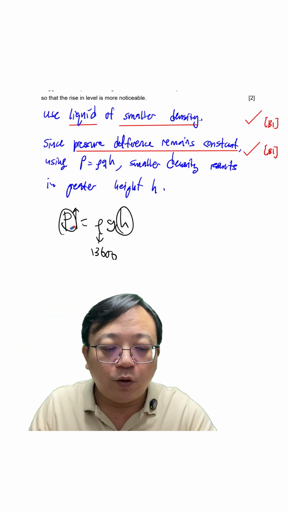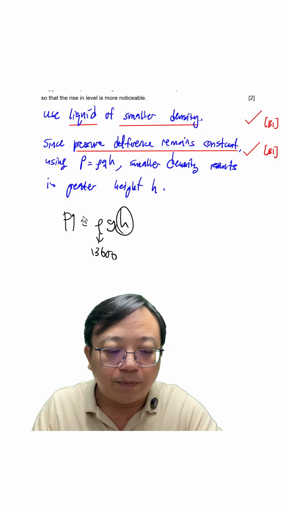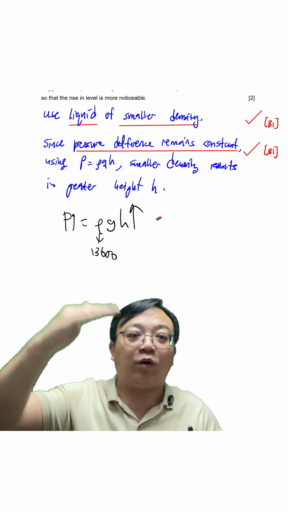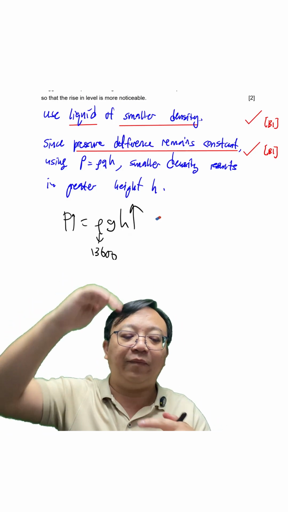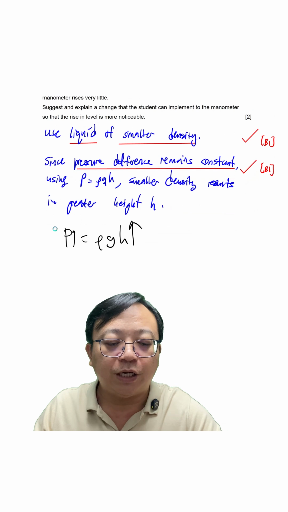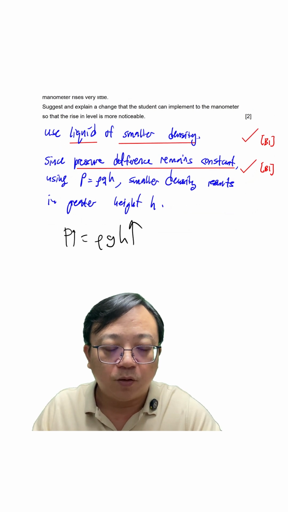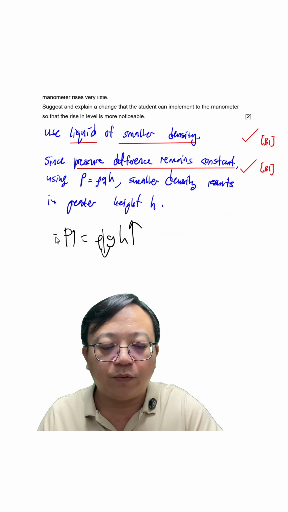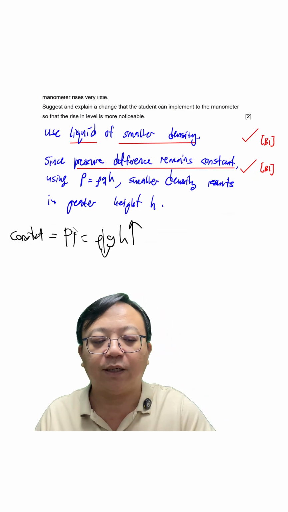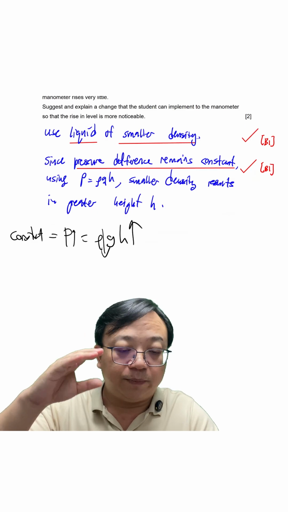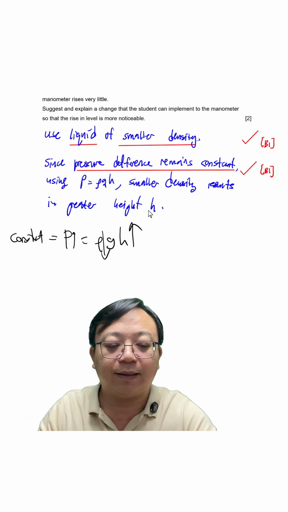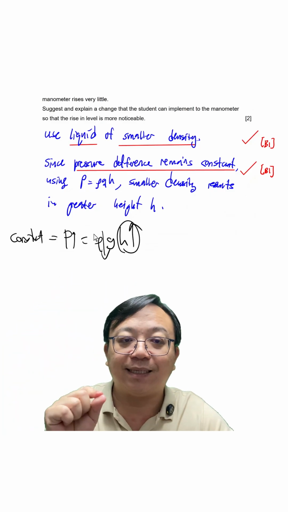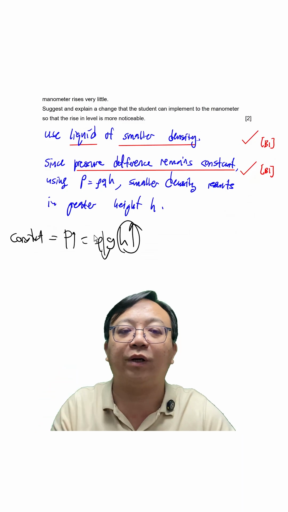But if you increase the pressure by a little bit, and you want the height to be noticeable, it means the height must shoot up very high, right? So what you should do, you must change the fluid to become what? To become lower density. Okay, because the pressure remains constant. Okay, the pressure remains constant, right? Now you want the reading to be noticeable, it means the height will be increased a lot. You must decrease the density. In other words, now you cannot use mercury anymore.